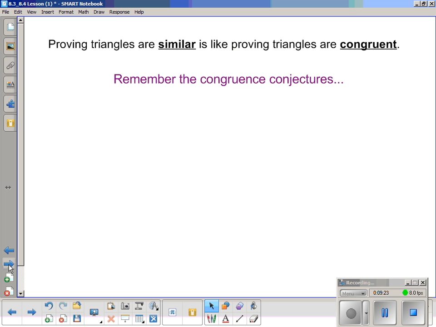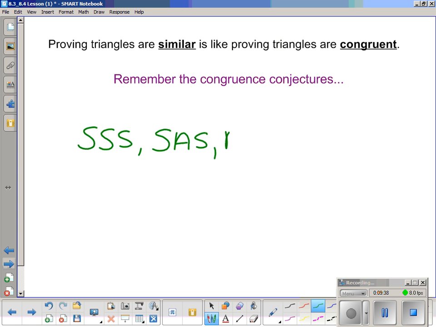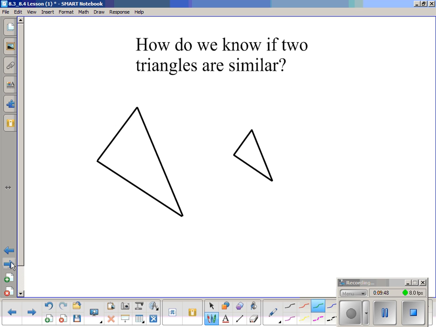Okay, and the last thing we need to do with similar triangles is look at the similarity conjectures from chapter 5. So if you recall from chapter 5, side, side, side was a congruence conjecture. Side, angle, side, and the flip of that, angle, side, angle. And the last one was side, angle, angle. Those were the 4 congruence conjectures from chapter 5. Now we're going to take a look at similarity conjectures.